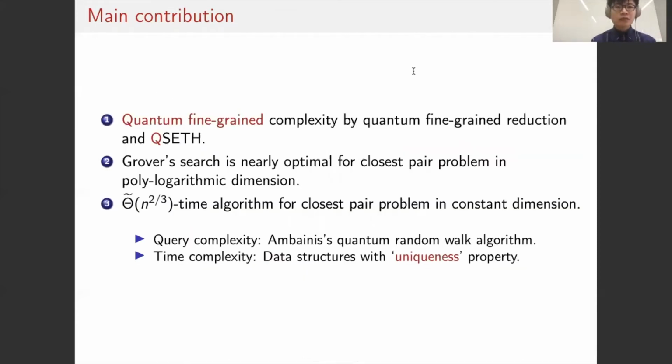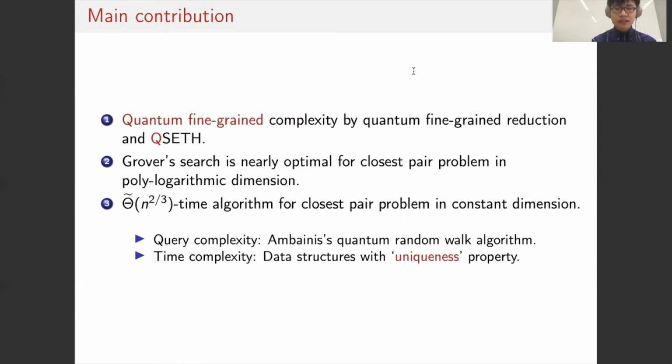The main contribution of our paper is first to introduce the quantum fine-grained complexity and quantum fine-grained reduction, and also quantum strong exponential time hypothesis. Then we use a framework to show that for a QSETH pair problem in polylogarithmic dimension, Grover search is nearly optimal. Also, we show an n to the 2/3 time quantum algorithm for a QSETH pair problem in constant dimension. Notice that an n to the 2/3 query algorithm can be easily obtained from unbalanced quantum random walk algorithm. However, to get an n to the 2/3 time quantum algorithm, we need some data structures which have a uniqueness property, and it doesn't matter in the classical settings.